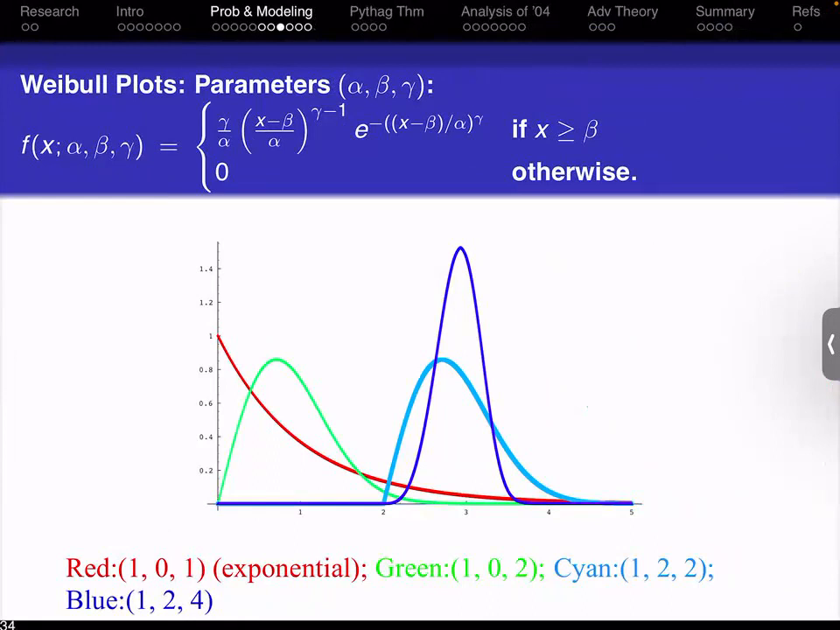So here is a plot of several different choices of gamma. The red is the exponential. So the exponential actually sits in this family. The purple, I guess it's the blue. This looks a lot like a normal distribution. These are essentially one bump distributions. You go up, you go down. And it turns out a lot of things are well modeled by that.